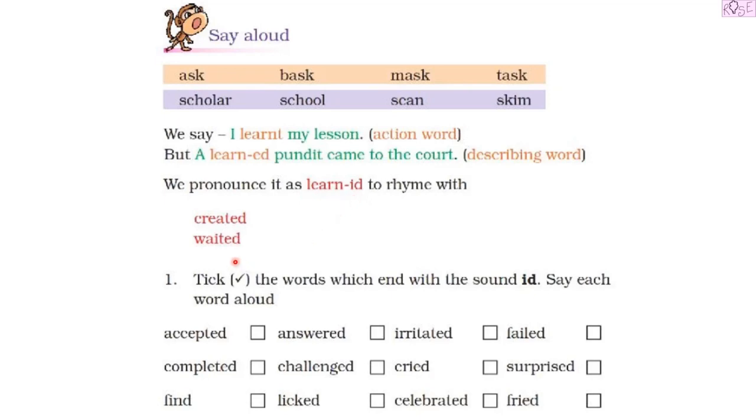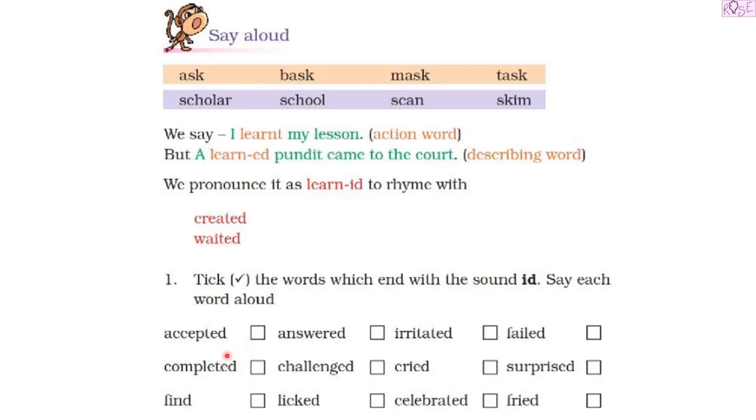So now what do we have to do? Tick the words which end with the sound id. Say each word aloud. We have to say all the words aloud, and tick those words which end with id. Let's read all the words first. Accepted, answered, irritated, failed, completed, challenged, cried, surprised, find, licked, celebrated, fried.